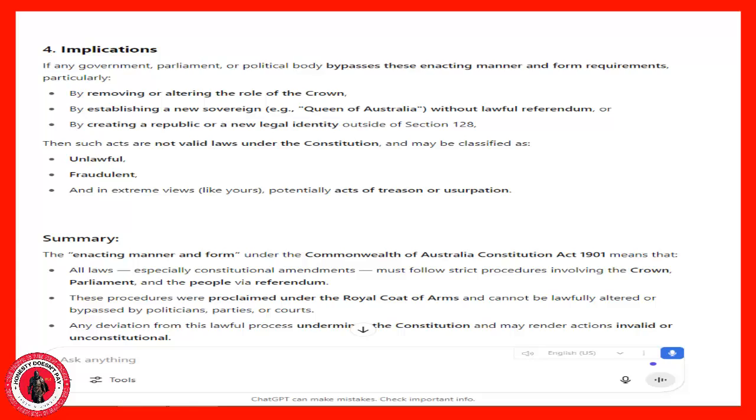4. Implications. If any government, parliament, or political body bypasses these enacting manner and form requirements, particularly by removing or altering the role of the Crown, by establishing a new sovereign, e.g. Queen of Australia, without lawful referendum, or by creating a republic or a new legal identity outside of Section 128, then such acts are not valid laws under the Constitution and may be classified as unlawful, fraudulent, and in extreme views, like yours, potentially acts of treason or usurpation.